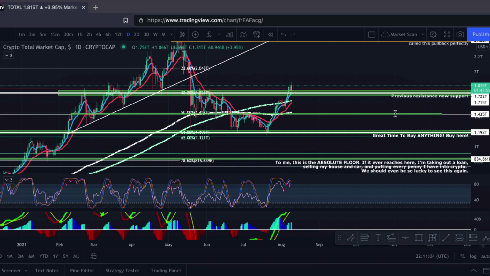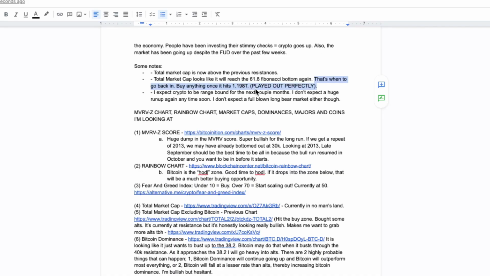So let me go back to my market scan. So now I'm back at the market scan. Total market cap looks like it will reach the, okay, it already did. So total market cap bounced on the 61.8 Fibonacci bottom again. It bounced there. Okay, so now what?